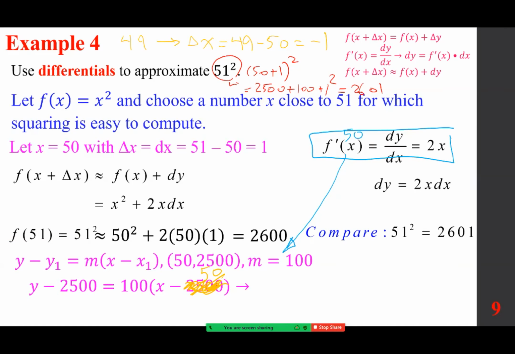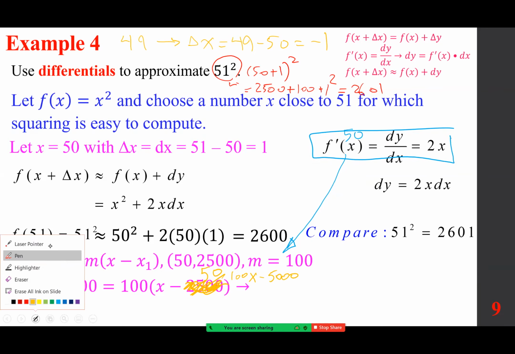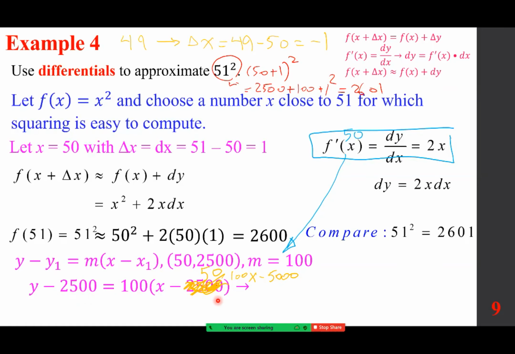So we have 100x minus 5000. We're going to distribute, 100x minus 5000. We're going to add 2500, becomes minus 2500. So this has to move.